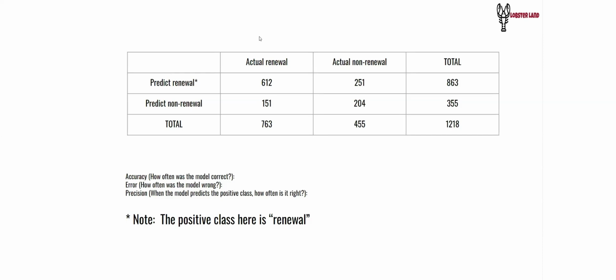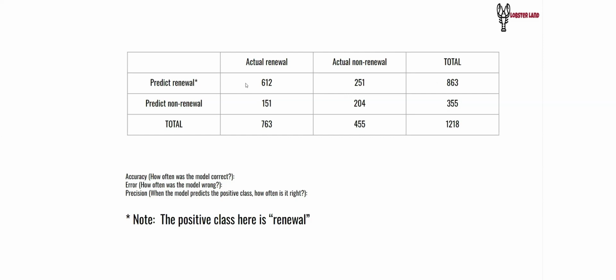That's not the only way this could be set up. It could be transposed, but the way it's shown here is totally fine. And from this, we can read into the model results. We can see, for instance, that there were 863 households for which the model predicted they would renew. There were 355 households that the model predicted would not. Among the 863 that the model said would renew, 612 of those truly did, 251 sadly did not. Among the predicted non-renewers, 151 actually did renew, but 204 did not renew as predicted by the model.